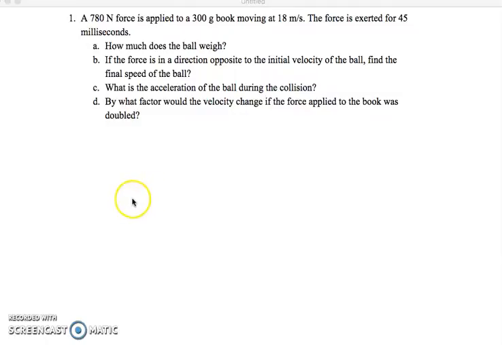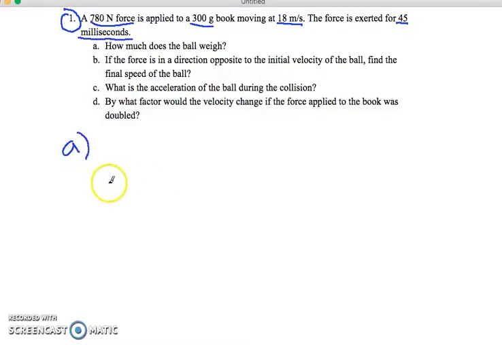Okay, in this video we're going to be going through the first problem or two in momentum review number 1. So this is the problem right here. The problem says we have a 700 Newton force that is being applied to a 300 gram block moving at 18 meters a second. It says this force is exerted for 45 milliseconds. So the first part, A, is asking how much does the ball weigh?